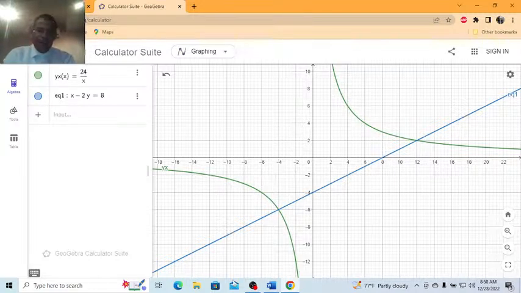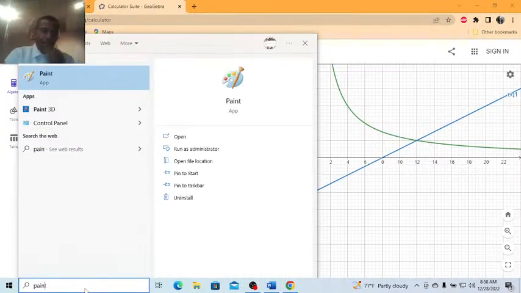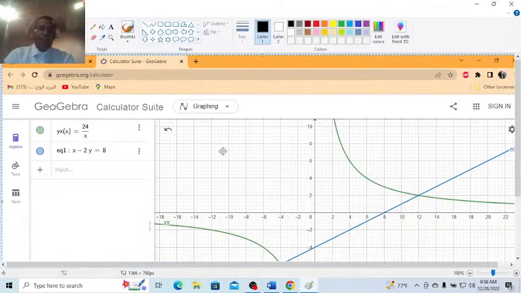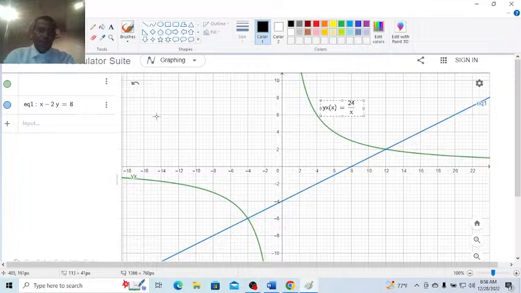I'll go to Paint. Now I'll just select this one. This one is the curve of the hyperbola, and this one, the red one, is the second equation, the linear equation. So you can see this is the solution set of my simultaneous equations: x is 12, y is 2, x is negative 4, y is negative 6.